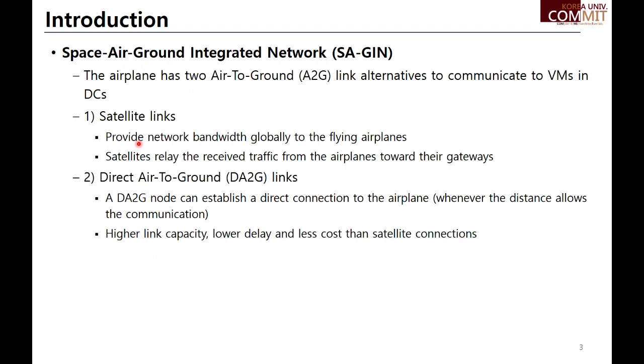And second alternative is direct air-to-ground links. A direct air-to-ground node can establish a direct connection to the airplane whenever the distance allows the communication. It has higher link capacity, lower delay, and less cost than satellite connections. So it seems that direct air-to-ground links perform better than satellite links.